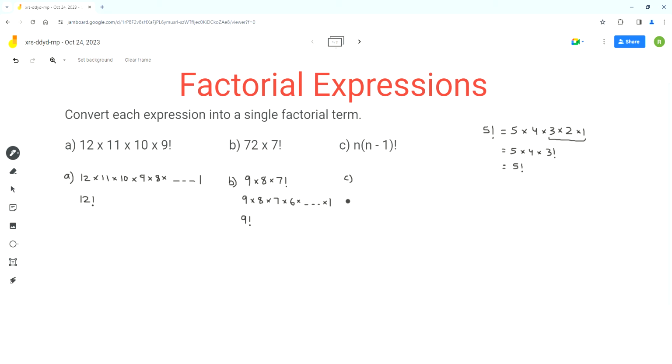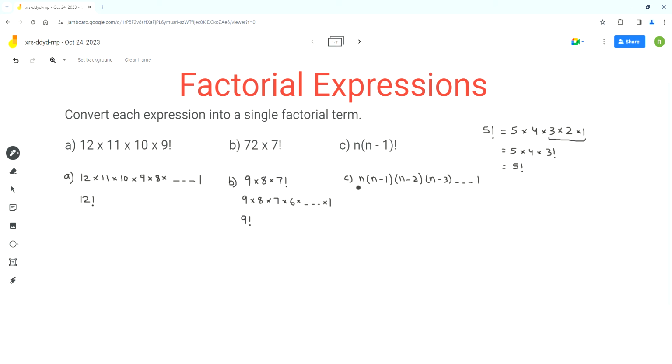Now in part C, we are not given numbers but an expression in the form of a variable. Now again we can simplify this expression. So n stays the same, but we can expand this n minus 1 factorial. So we can expand it to n minus 1 times n minus 2 times n minus 3, and then all the way to 1. Because as I discussed earlier, factorial means you start with the given number and multiply all whole numbers below it all the way to 1.